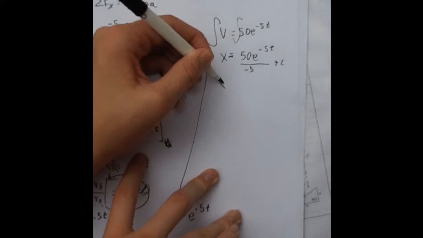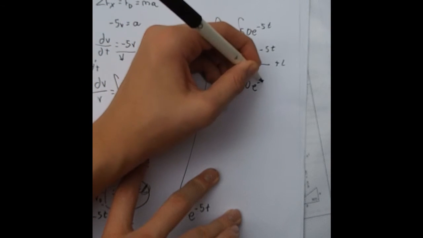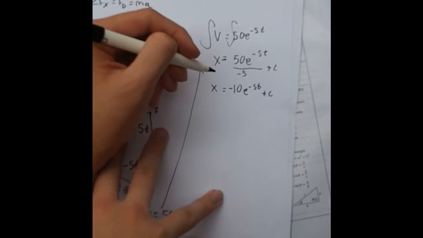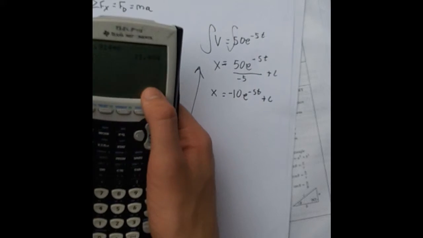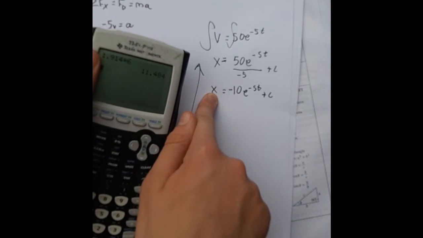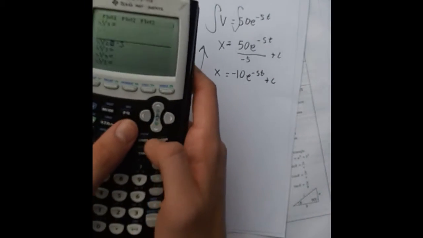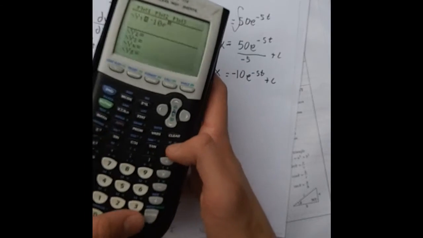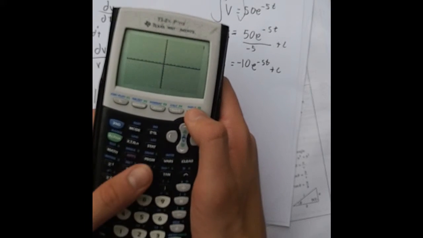So we've got x is equal to negative 10 e to the negative 5t plus c. And we want x initial to be equal to 0, right? So what we gotta do is plug in 0 for x and solve for what t is, but I'm just gonna do that on the calculator using a graph. You got negative 10 e to the negative 5t plus some unknown number. So you have our graph.